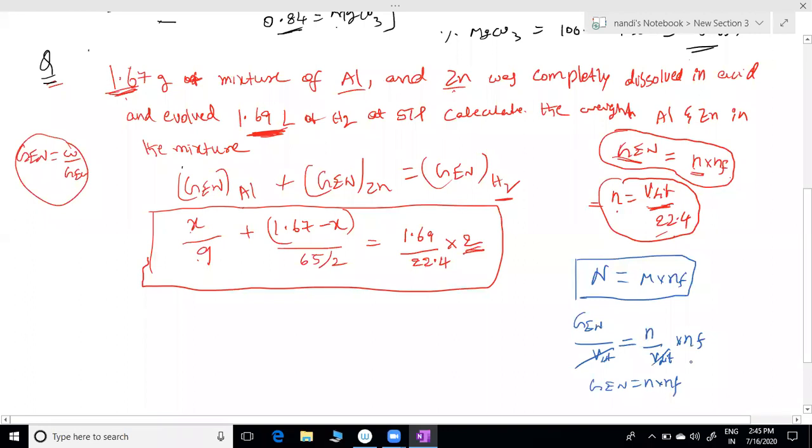Who was that one? Sudarshan K. You got it? What is the equivalent weight of aluminium? What is the equivalent weight of aluminium?